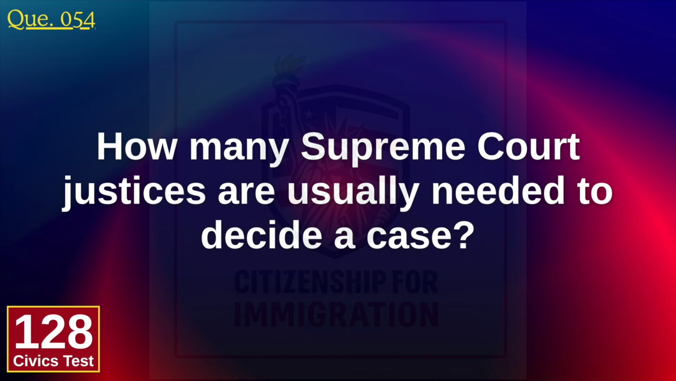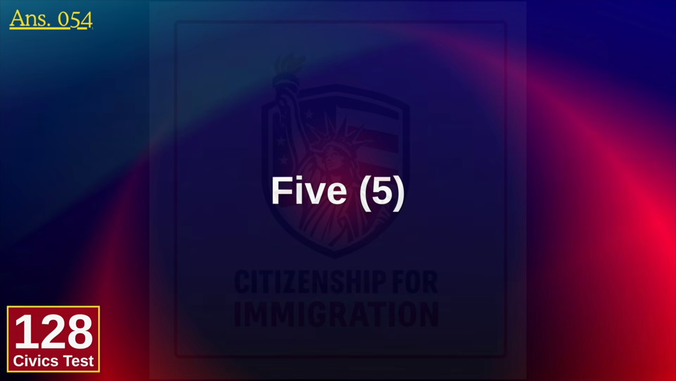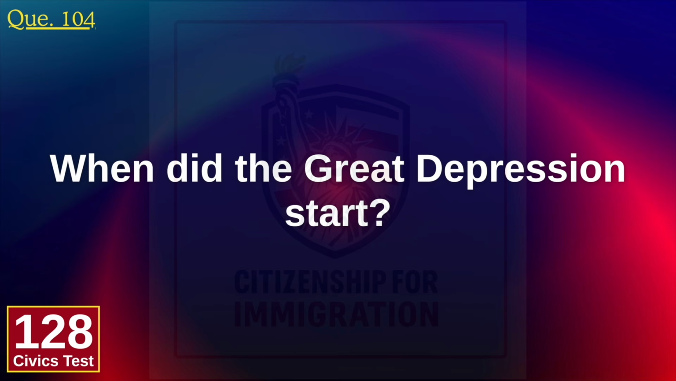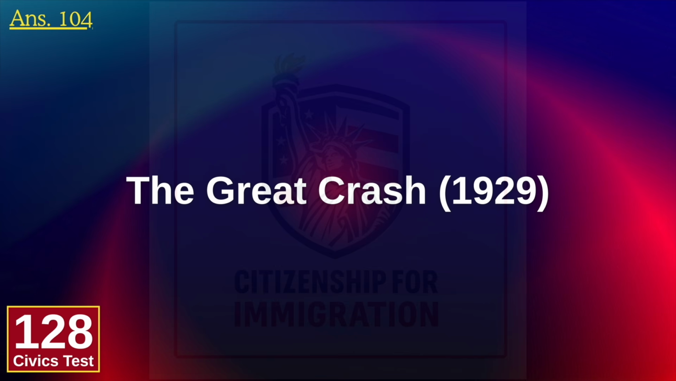How many Supreme Court justices are usually needed to decide a case? Five. When did the Great Depression start? The Great Crash, 1929.